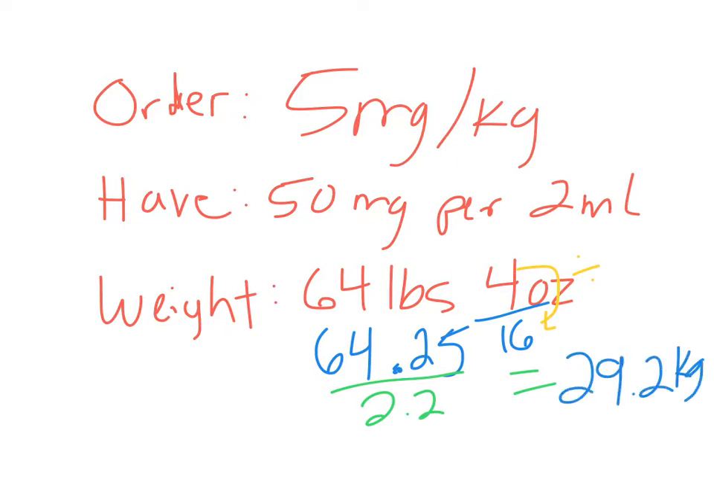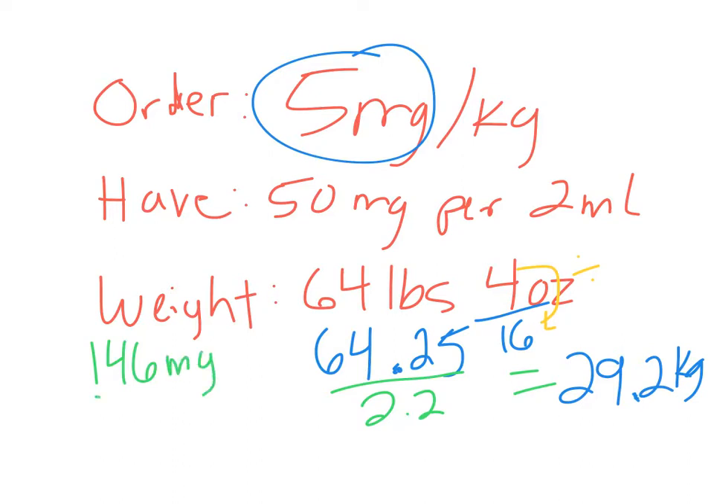So just like we did in the last problem, once we get that weight in kilograms, that means this person needs to take 29.2 times the ordered dose. So 29.2 times the 5 up here. So 29.2 times 5, they need to take 146 milligrams. So the ordered dose, I'm going to go ahead and plug that in here, 146 milligrams of medication.